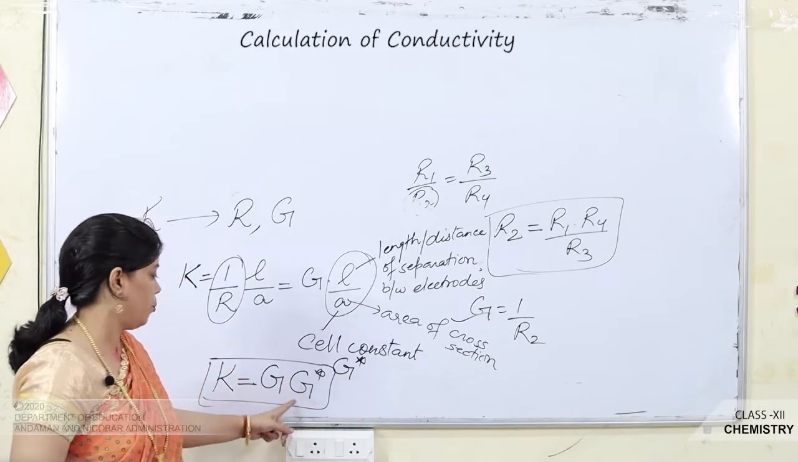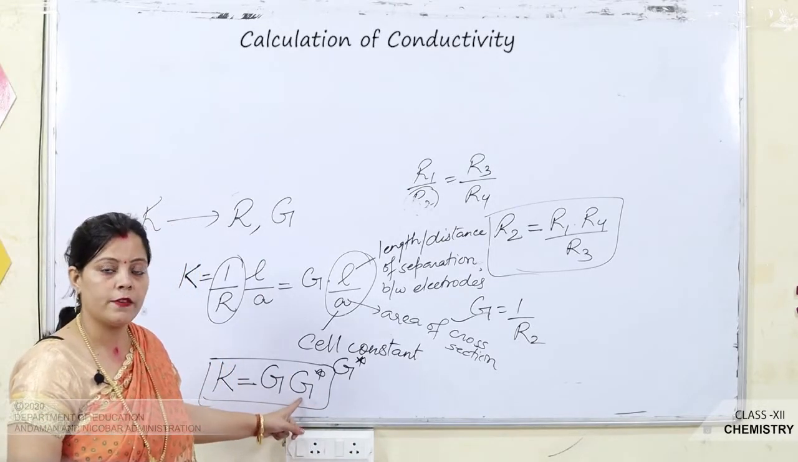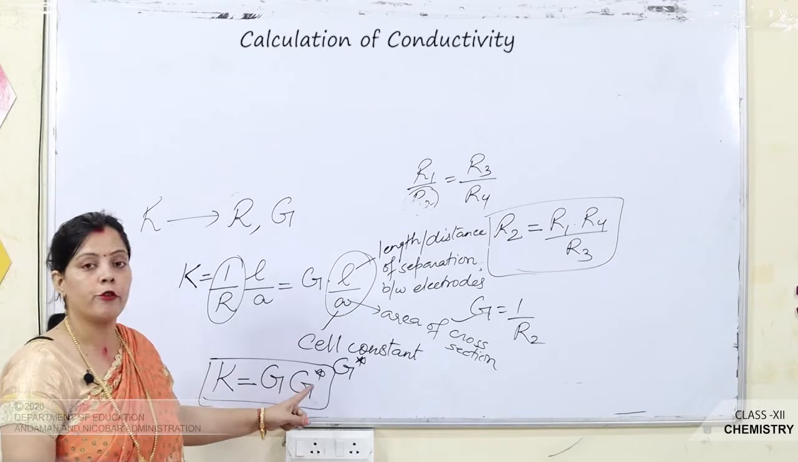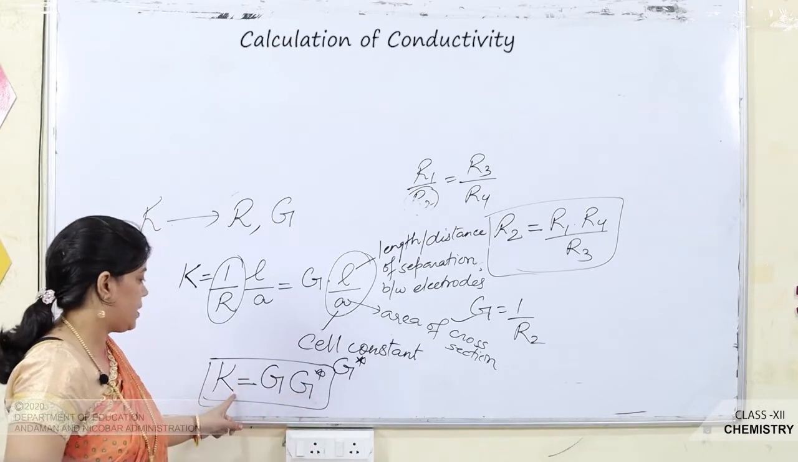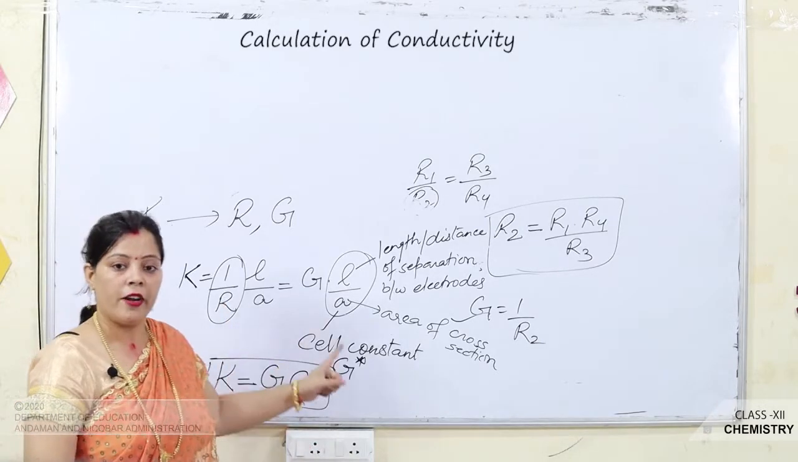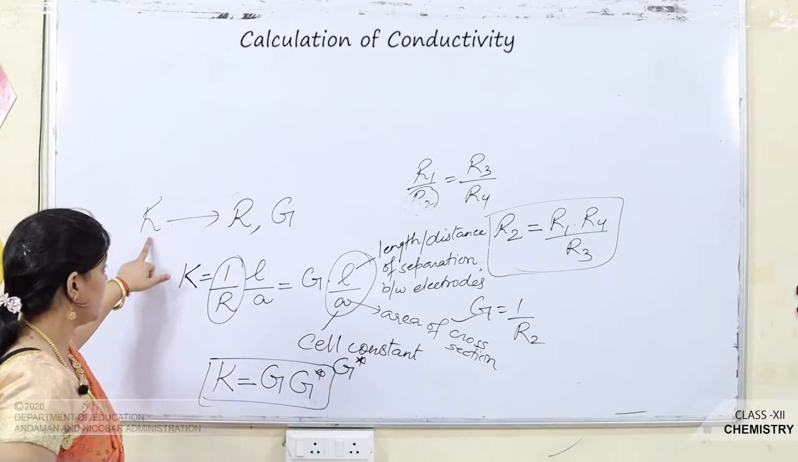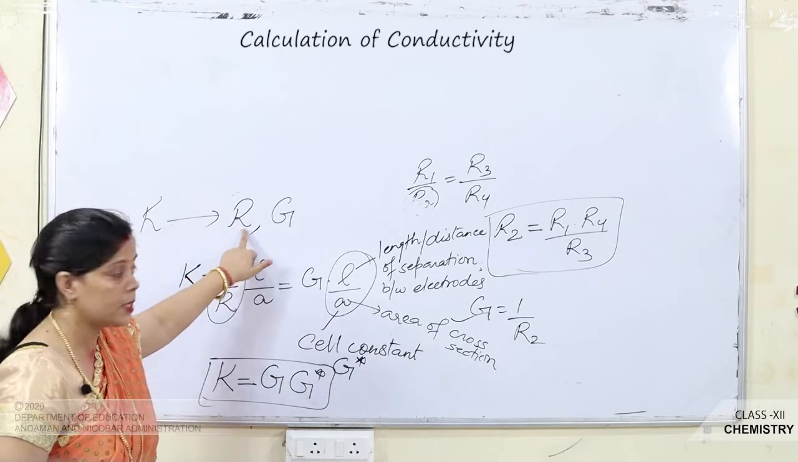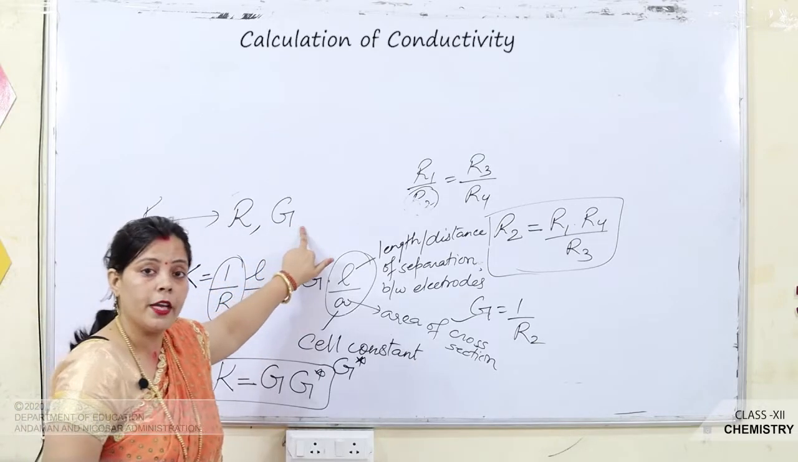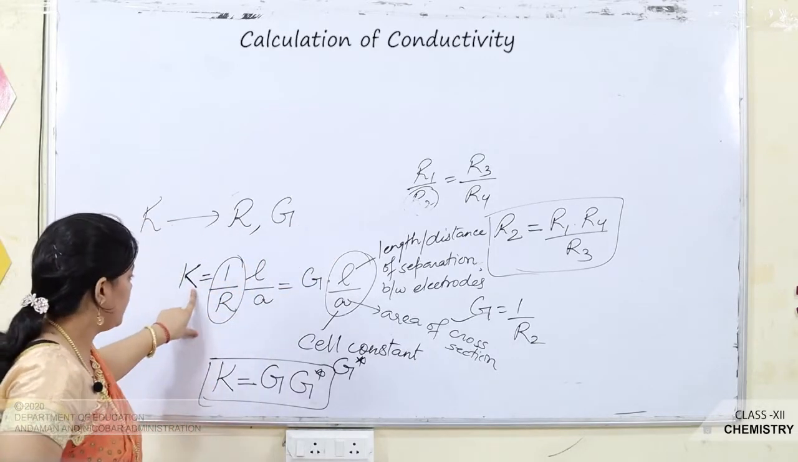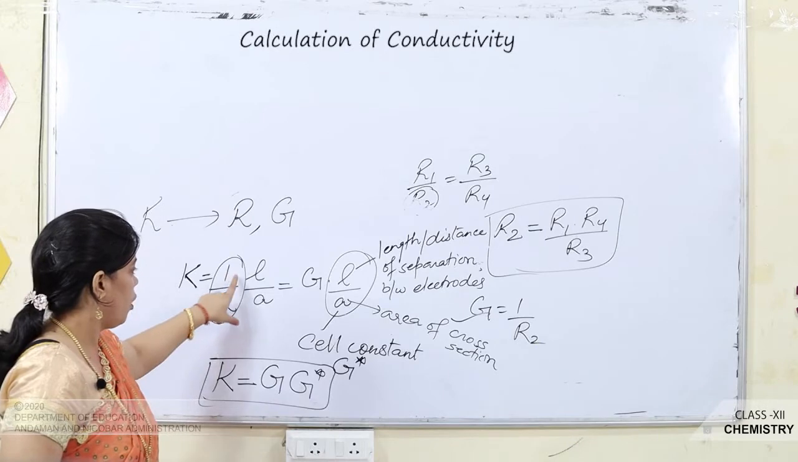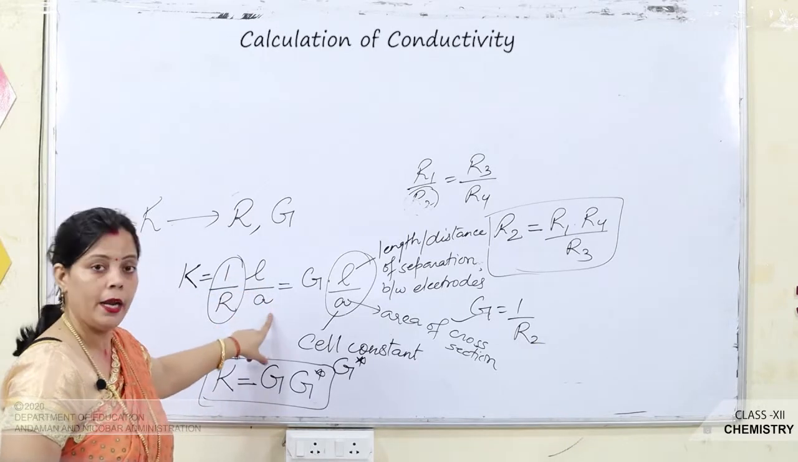By using this formula, we can easily solve the problem in which we have to find out the conductivity, conductance or resistance of the solution. So here, children, this conductivity is related to the resistance and the conductance of the electrolytic solution. The conductivity is equal to what? 1 by R L by A.